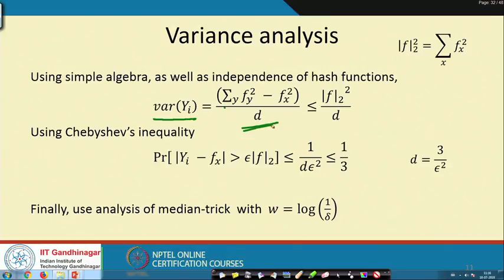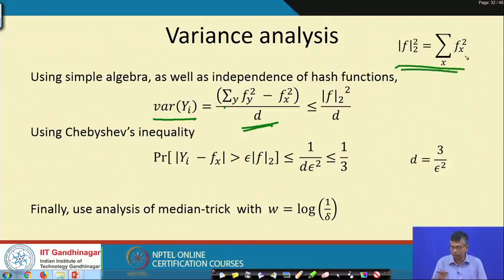What you can use is a simplifying form that goes as follows: you upper bound this quantity by the 2 norm of the frequency vector f. You can upper bound the numerator by this quantity, and in the denominator you get a d, because that is the range of the hash function. So implicitly the probability of any collision is 1 by d. Okay. And this analysis of the variance is fairly simple.